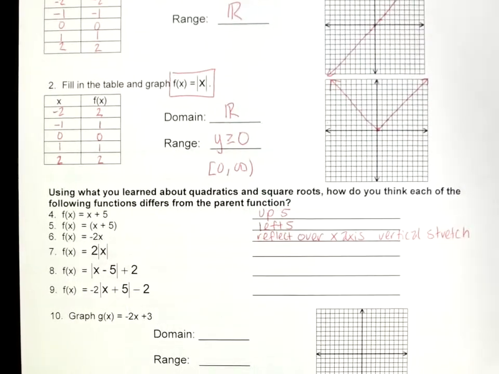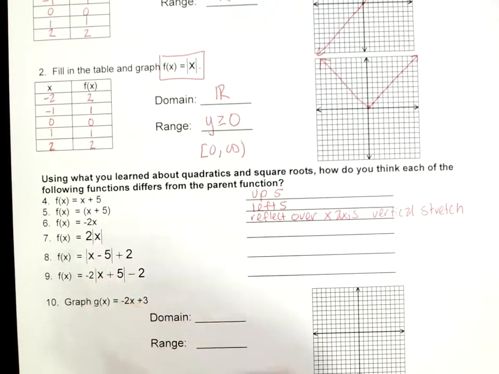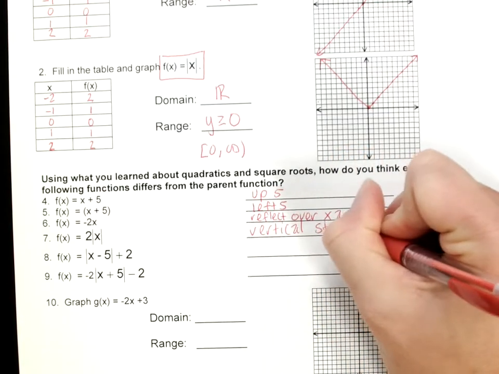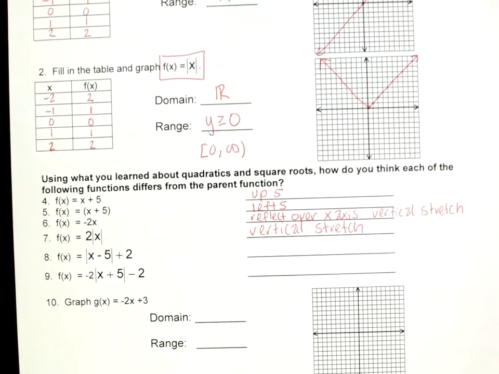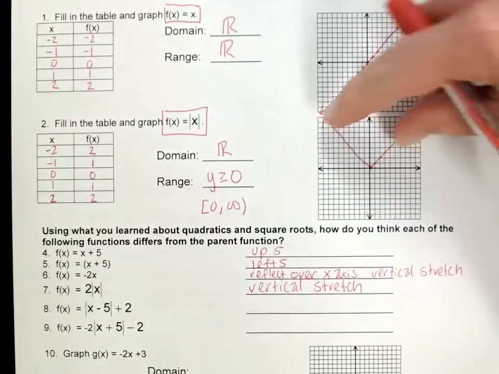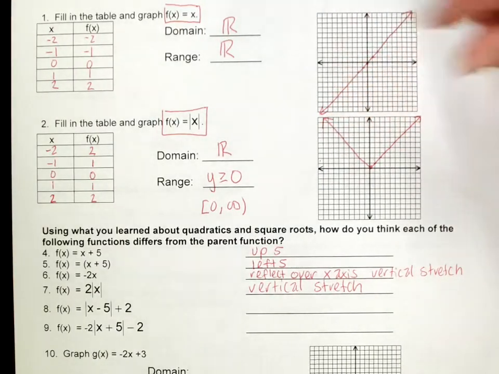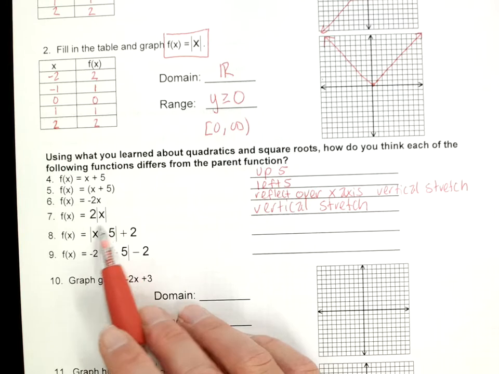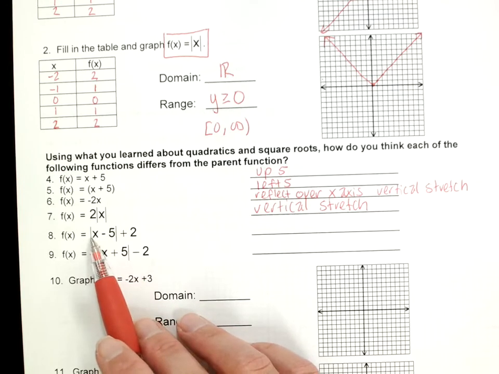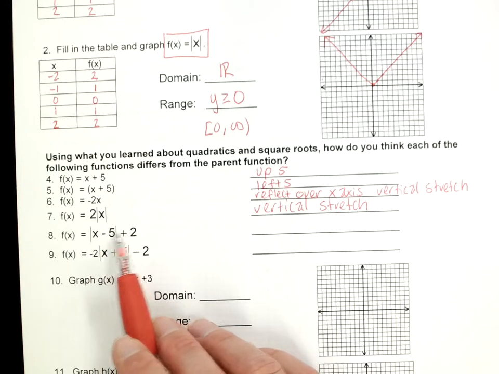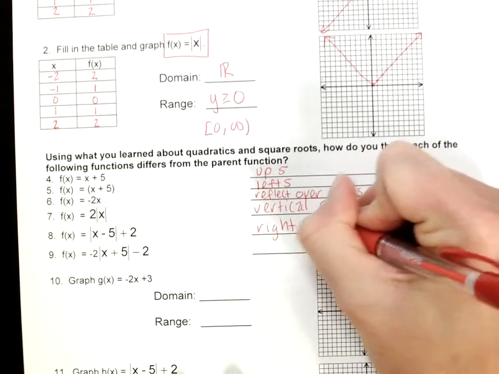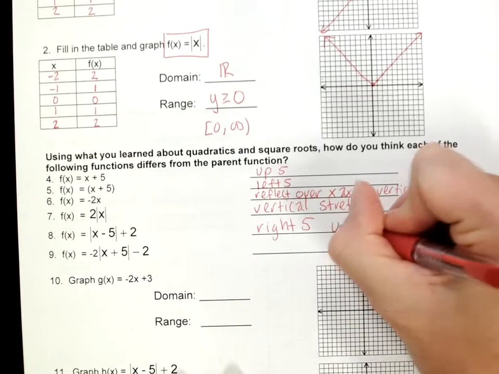Similar things happen with the absolute value. If you put a 2 in front, that's still going to be a vertical stretch. Which again, picture this V stretched up, it's going to get skinnier. This one has multiple transformations on it. The -5 inside the absolute value signs is going to be our left or our right, and a minus is going to go right 5. The +2 is going to go up 2.